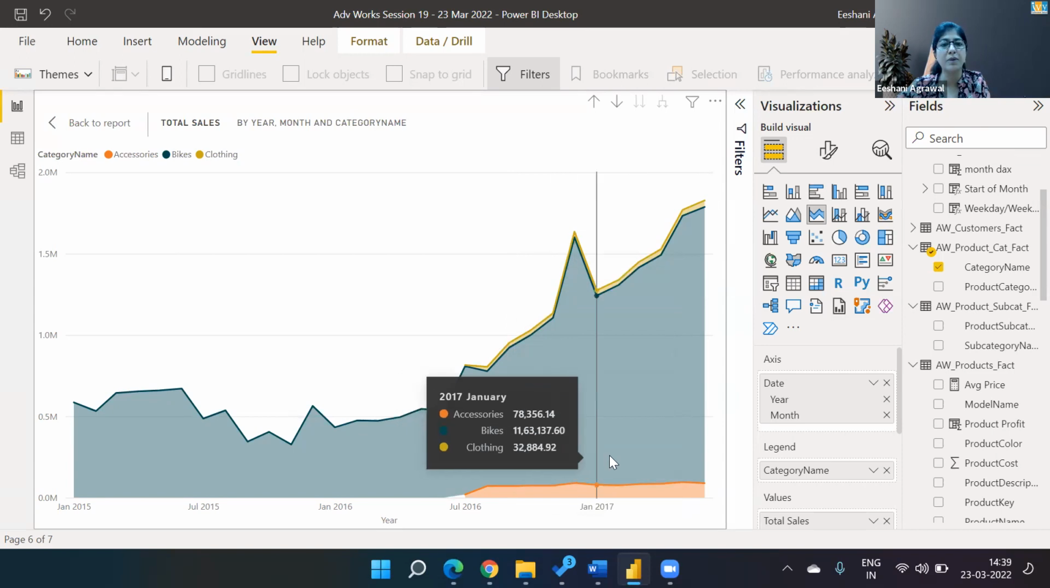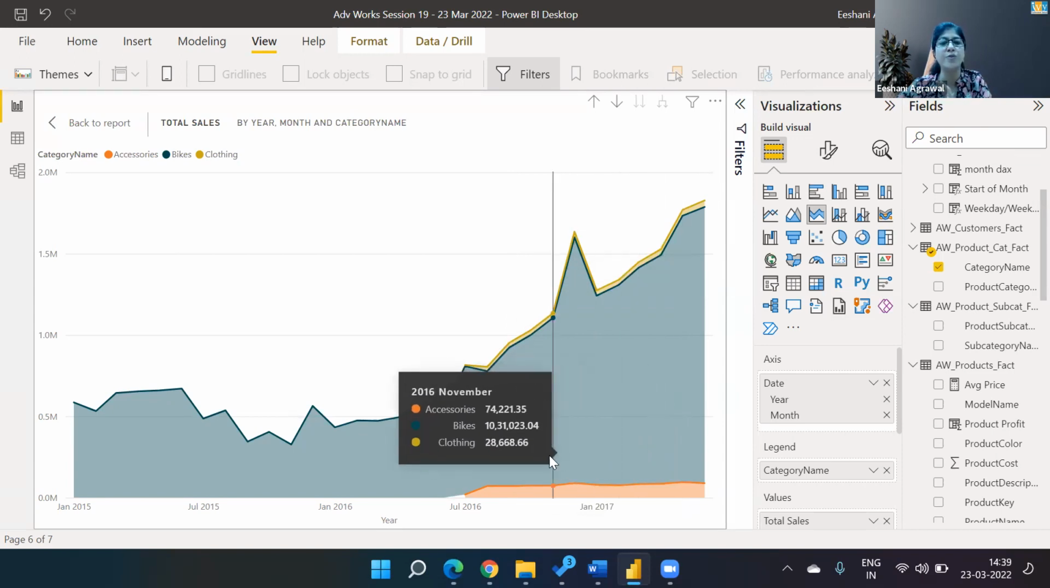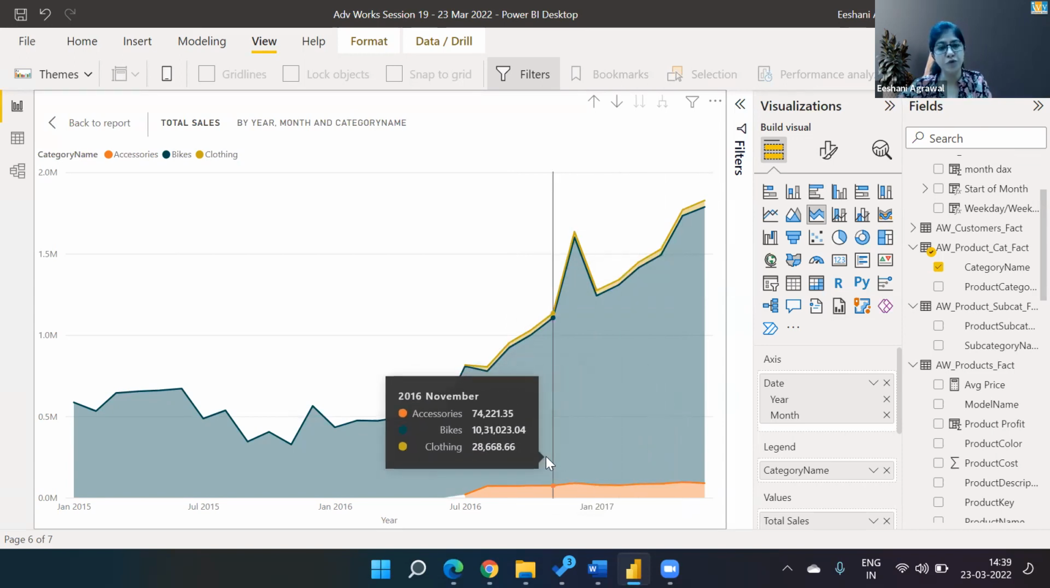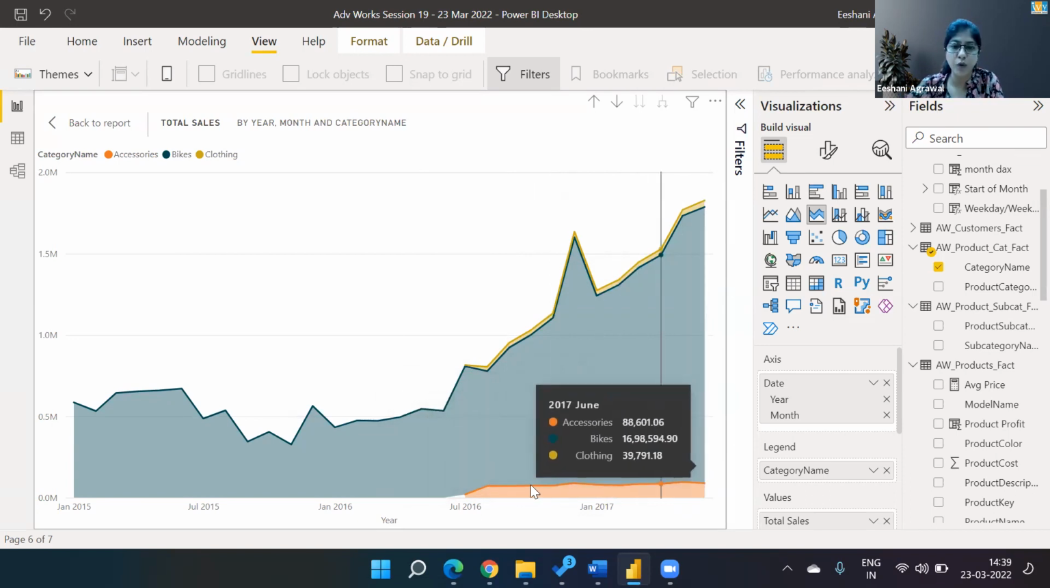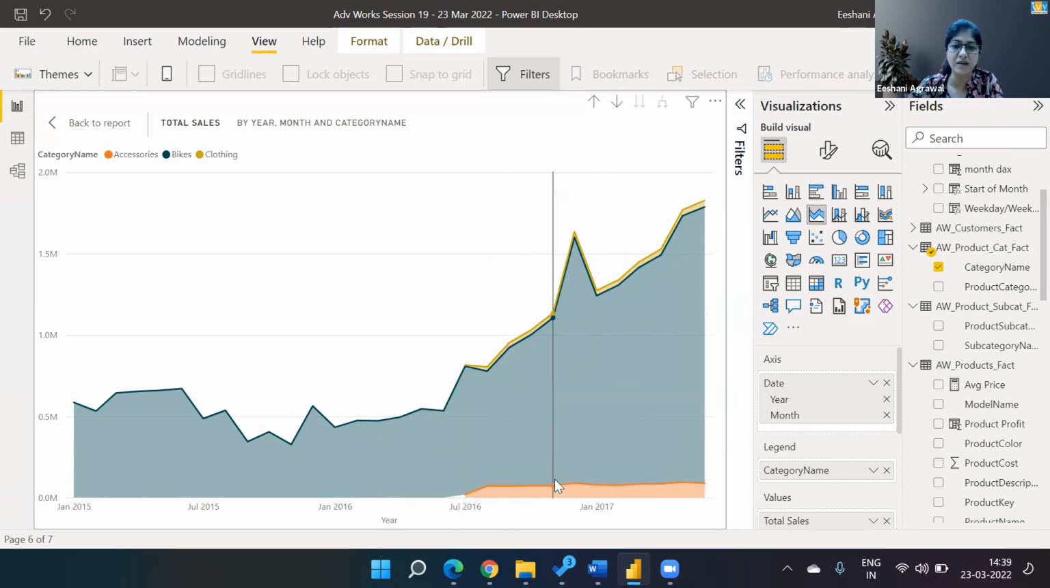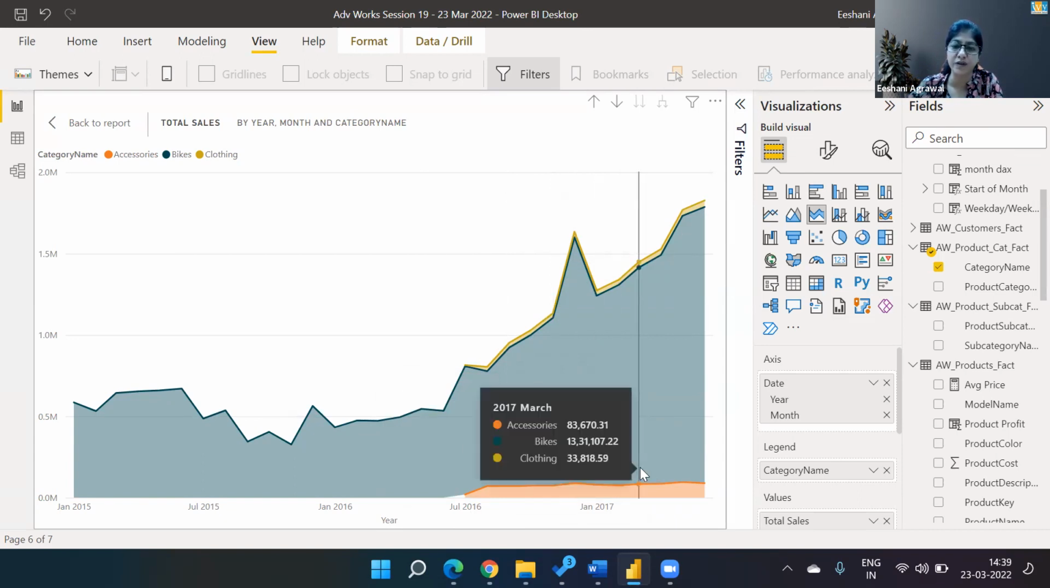So clothing in the overall scenario is contributing the least to the sales as compared to the bikes and accessories. And this is the same trend that has been followed over a period of time. Nowhere will you see that clothing has contributed more than accessories. So this is how you're going to read it.